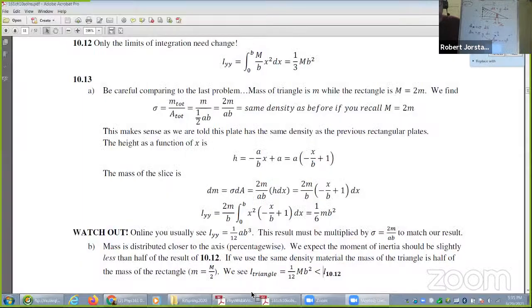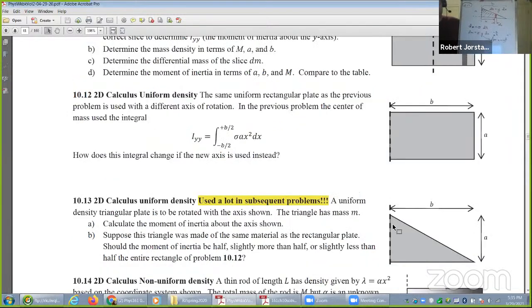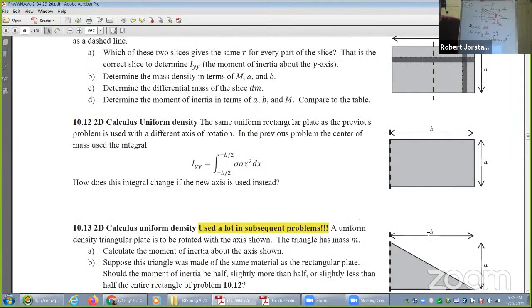I meant to click this button. So it's not really obvious when you first look at it, but this triangle here is less than half of the moment of inertia of the full rectangle if you factor in the density and the total mass and everything. All right. Woo!